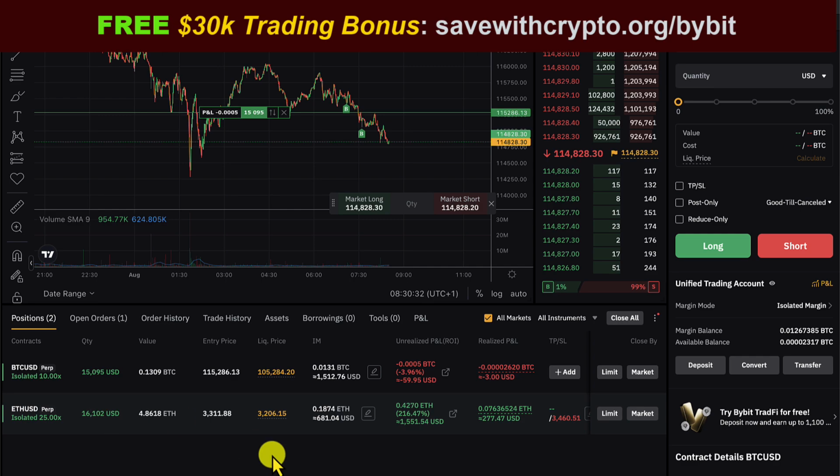I've got an Ethereum one here that's very much in profit. That's from a week or so ago, when Ethereum was at 3311.